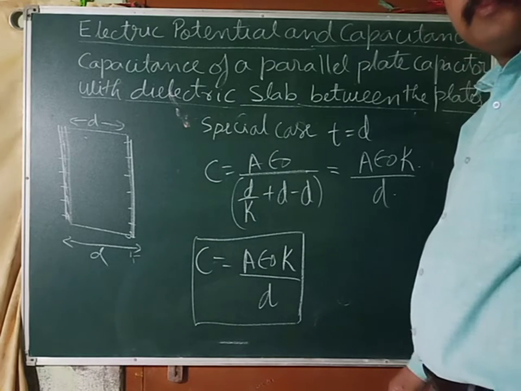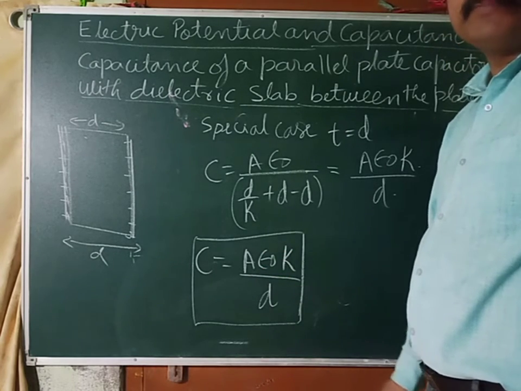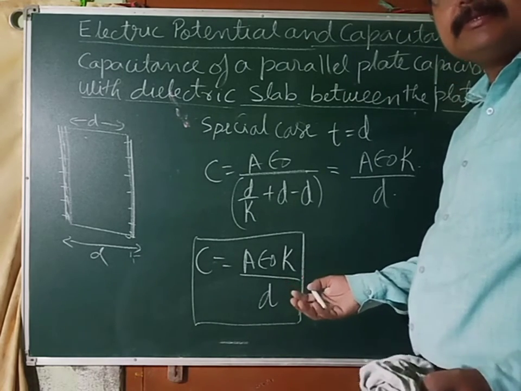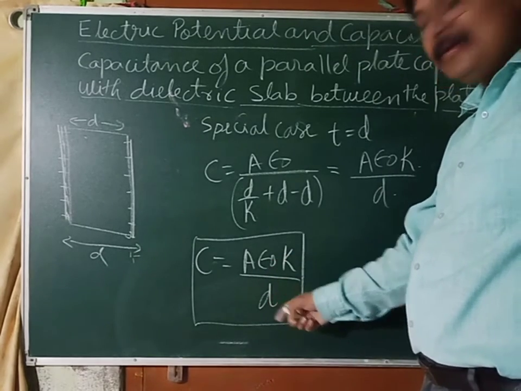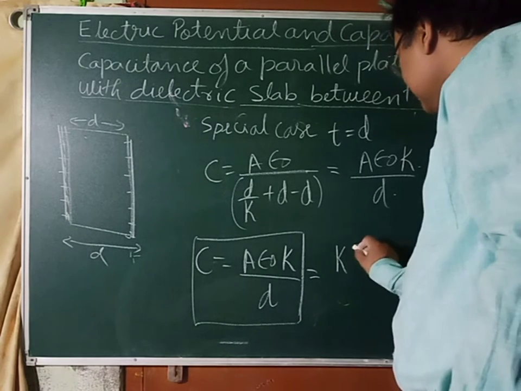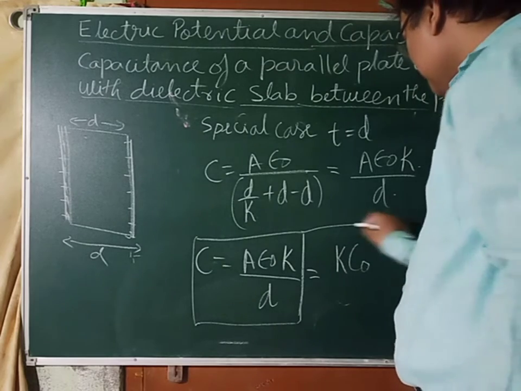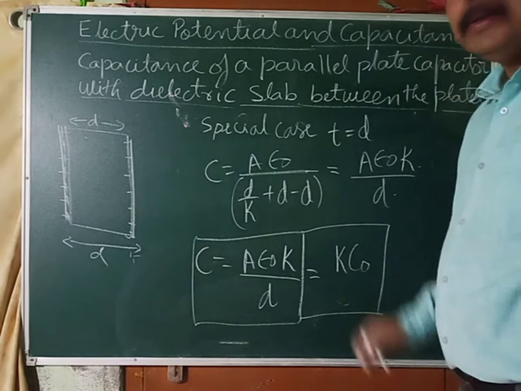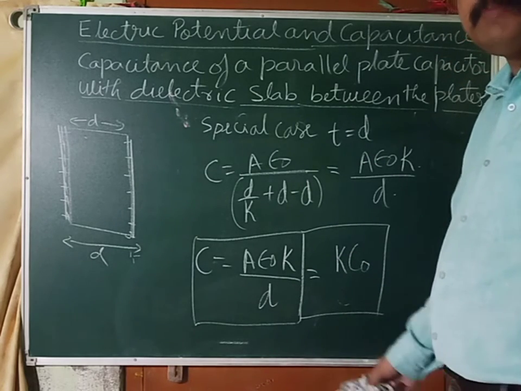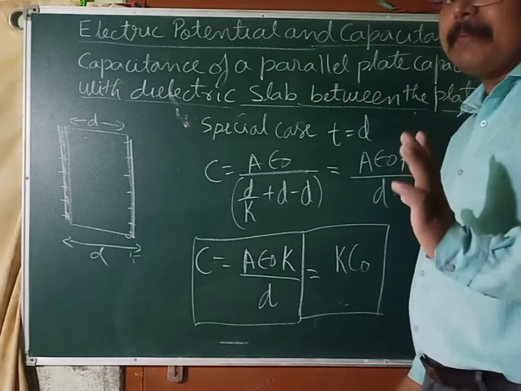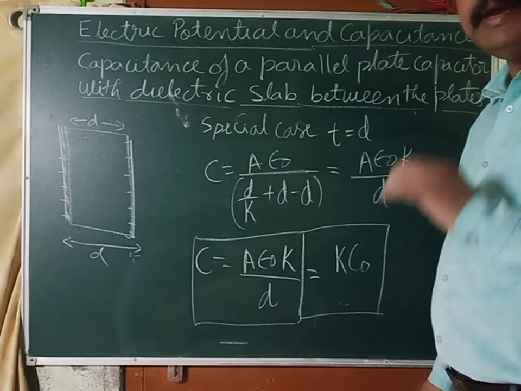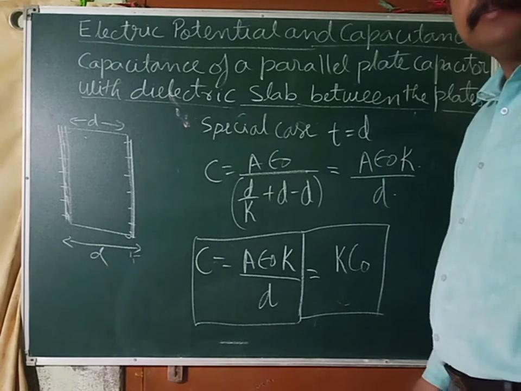Just note it down. Can we write it in terms of C naught? Yes. When there was air between the plates of a capacitor, what was the expression for capacitance? It was A epsilon naught by D. So can we write it as K into C naught? That means when a dielectric slab is entered between the plates of a parallel plate capacitor, its capacitance increases. Very nice.